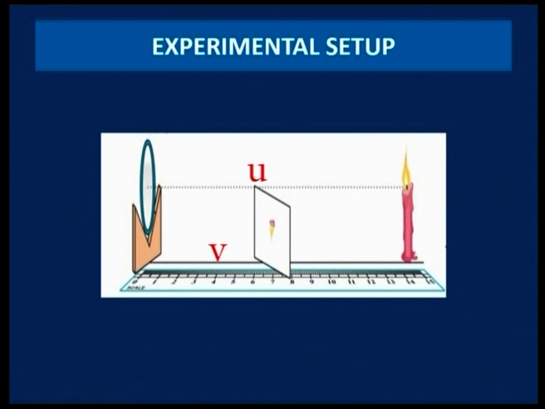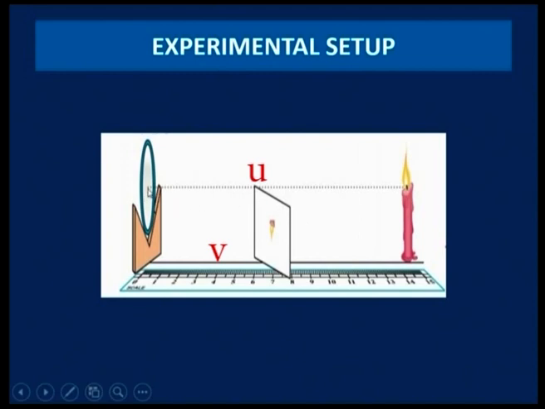So this is the apparatus that we are going to use in this activity, and this is how it is going to be arranged. The mirror is fixed at one place. The object is kept at a distance, starting from 10 centimeters and moving farther away from the mirror. The screen is adjusted to get a clear image and both the distances are measured.